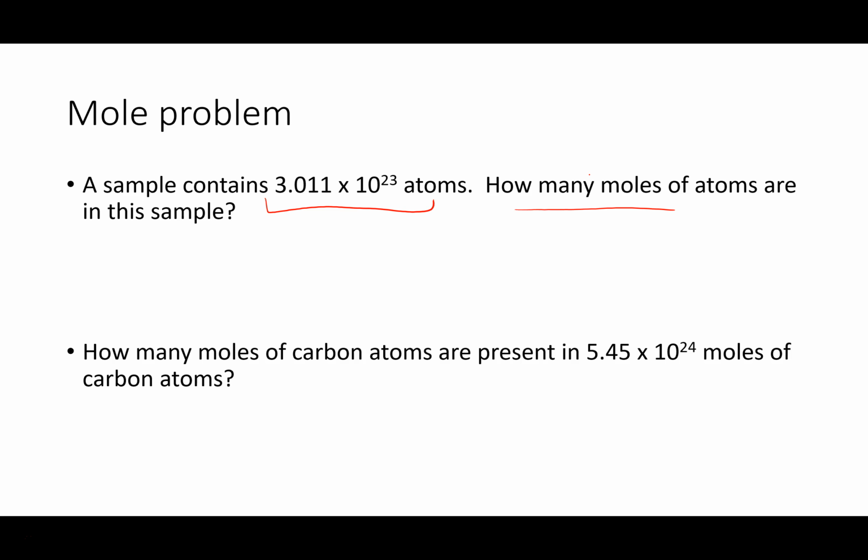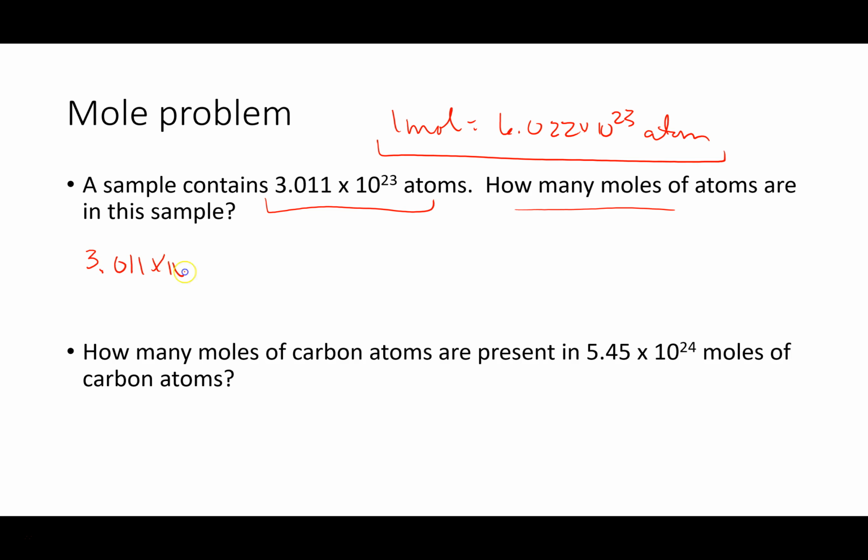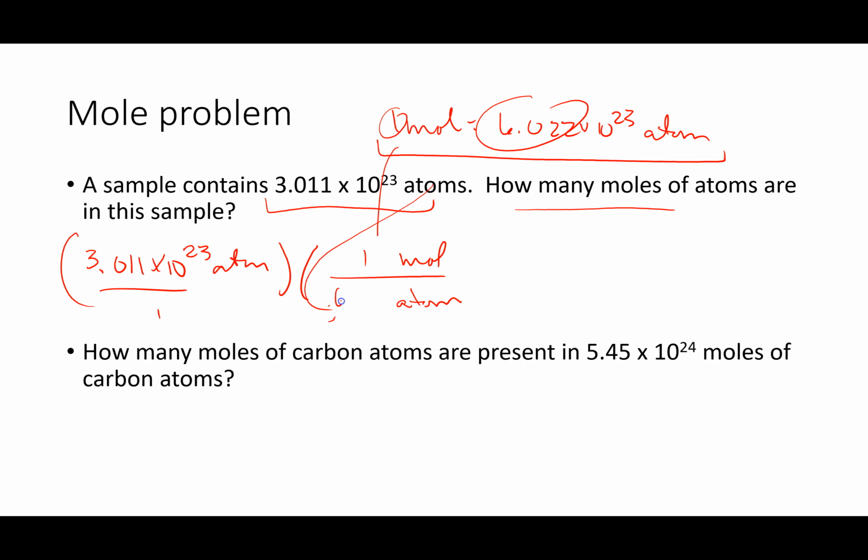What I usually do is say 1 mole is equal to 6.022 times 10 to the 23rd, in this case atoms. I'm going to use this equivalency statement and turn it into a ratio to work my problem. So 3.011 times 10 to the 23rd atoms over 1, times, and I want atoms to cancel, so I put atoms down here and moles here. I have 1 mole here, and 6.022 times 10 to the 23rd atoms here.